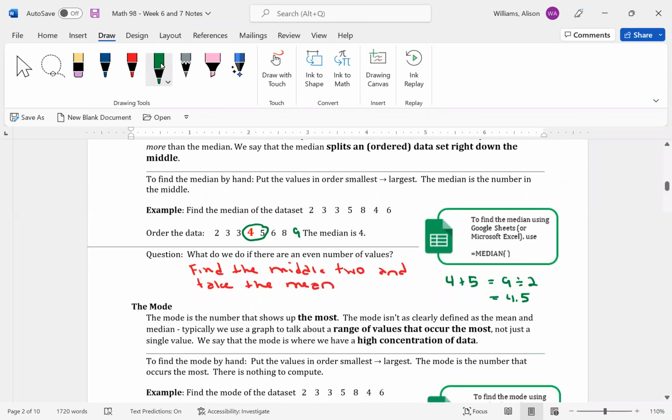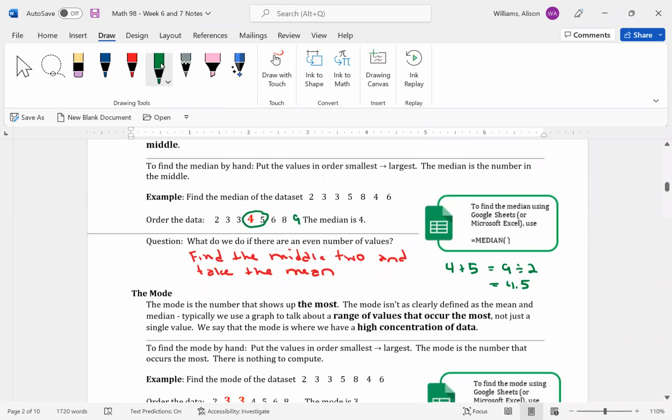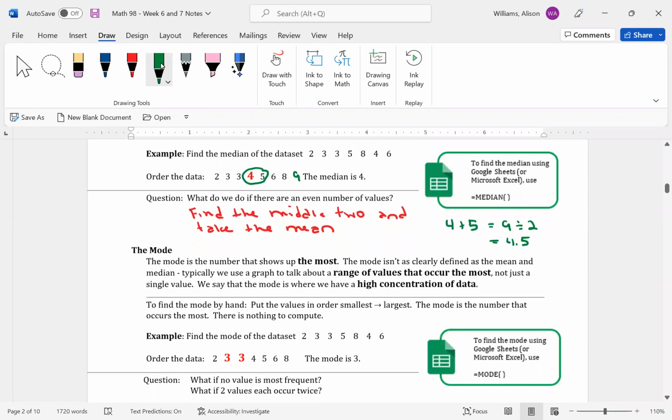Okay, mode is the number that shows up the most. The mode isn't clearly as defined as mean and median. We really use this when we're looking at a range of values that occur most, not just really a single value. It's where the data is kind of concentrated. So typically, the mode is just the number that occurs most often. In this example, 3 occurs twice, so 3 is the mode.